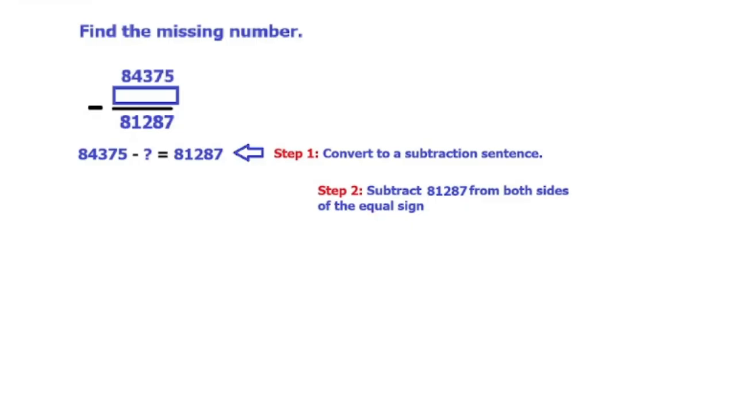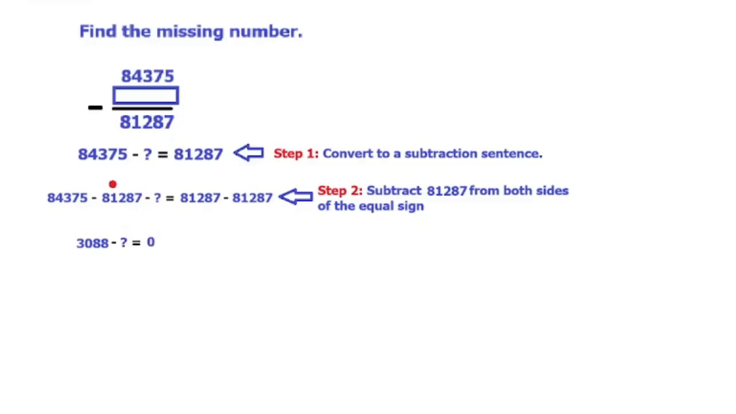So we're going to subtract it from this side of the equation and also this side of the equation or sentence. So it'll look like this. 84,375 minus 81,287 minus question mark equals 81,287 minus 81,287. Well, 81,287 minus 81,287 is going to be 0, right? Because you're subtracting something from itself, then you're left with nothing.